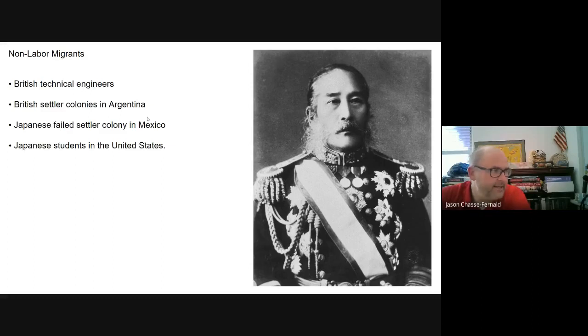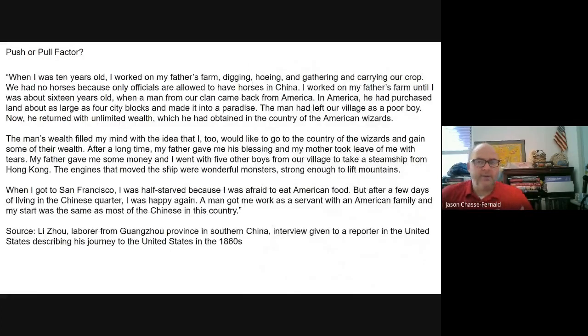The Japanese will also send their non-labor migrants around the world too. There's a sizable amount of Japanese sugarcane plantation workers in Hawaii, but you're also going to see a lot of migration to the United States and Mexico and such. So go ahead and read this. I'll be right back.